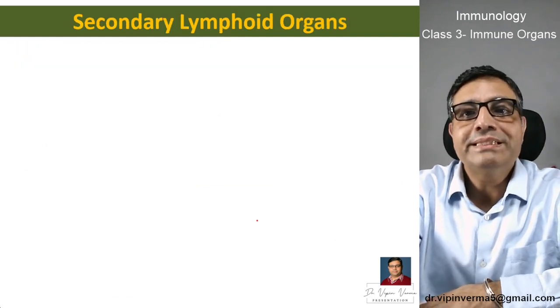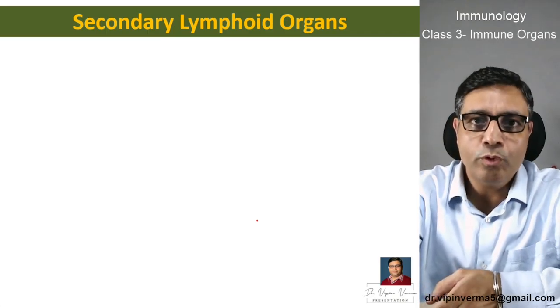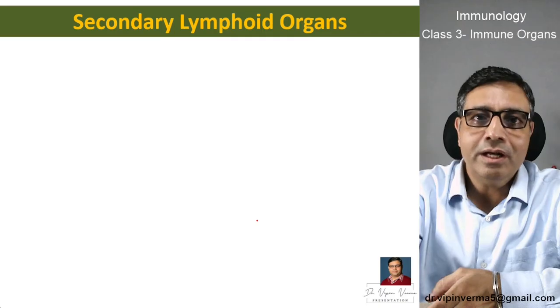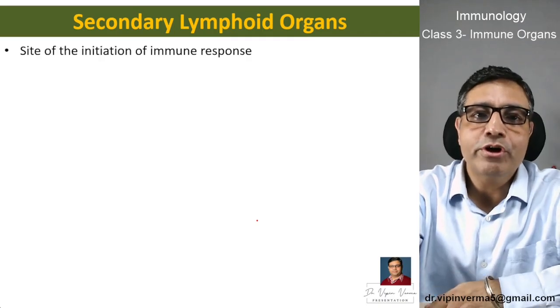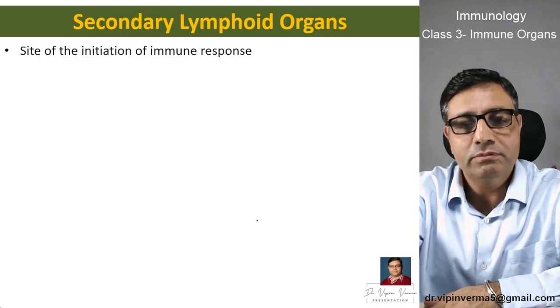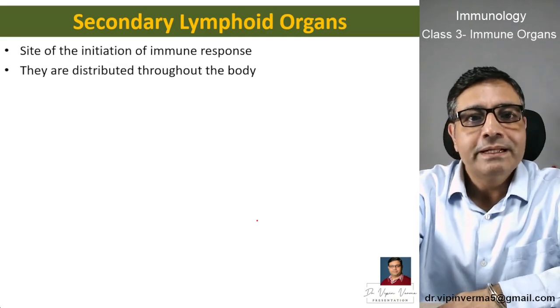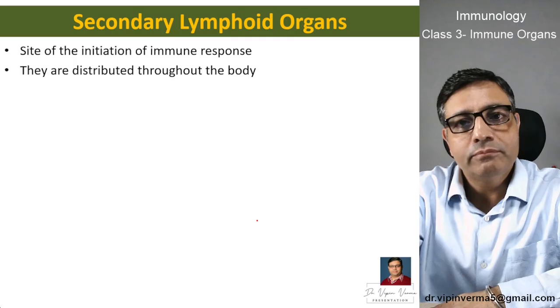Now we are moving to the secondary lymphoid organs. In the primary lymphoid organs, we covered the bone marrow and the thymus, which were the sites of the development of the immune cells. The secondary lymphoid organs are the site of the initiation of the immune response, right? They are distributed throughout the body.